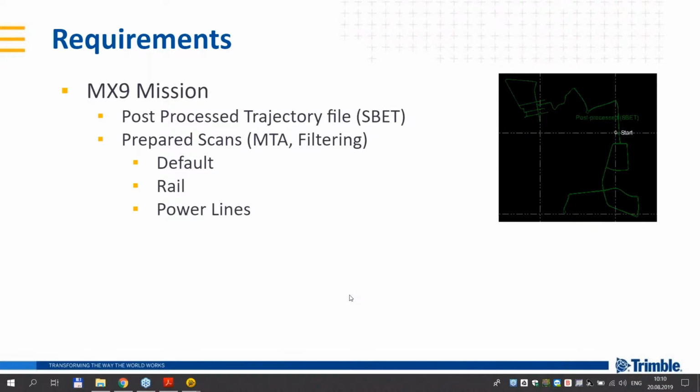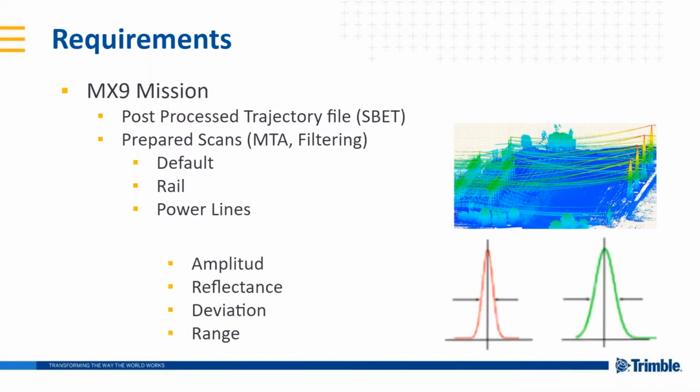And most of our users in TBC have been working in this default application. Now we just expose the filter parameters so the customer can use those parameters to further investigate which filtering will be better or more suitable for their own application. Additional to that, we have included two presets or customized filtering options, very specific for rail application and power line application. The parameters that we expose in this filtering that make for cleaner data are the amplitude, reflectance, deviation, and range.